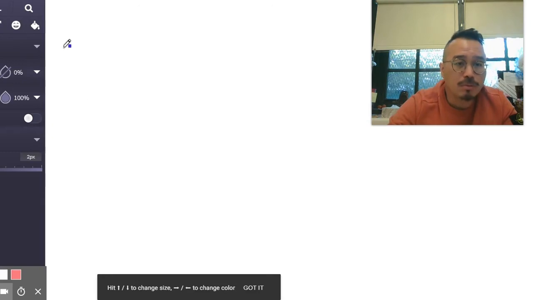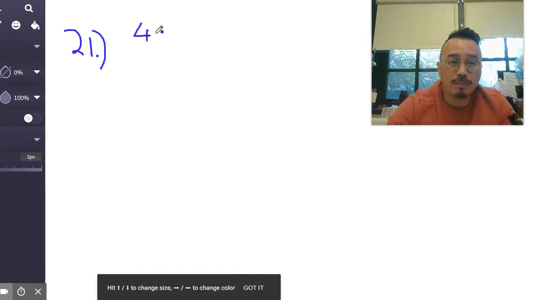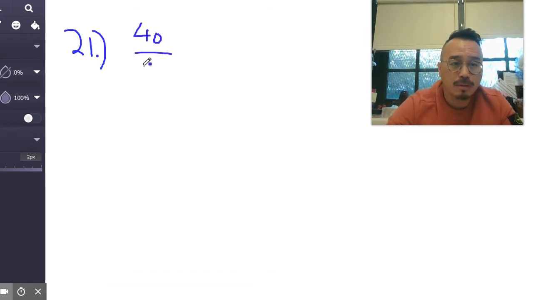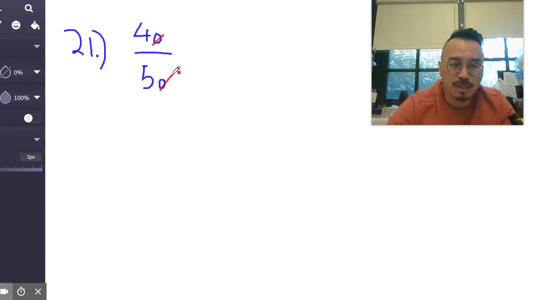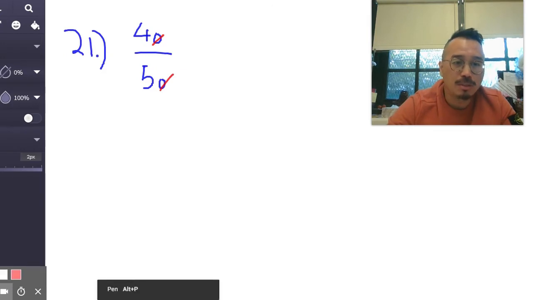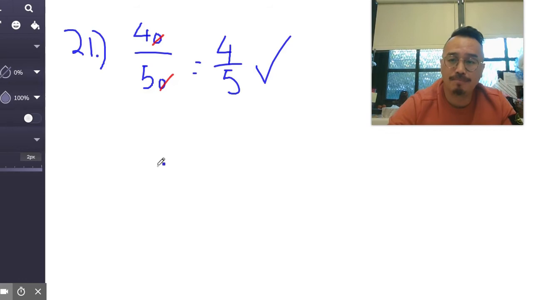Let's see, 21. Now 21 is 40 over 50. Now I want to make a point. Maybe I mentioned this in class already. If you see a zero on top of another zero, just cross it out. That's it. Now sometimes you have to exercise precaution because you want to see if your answer can still be further reduced. In this case, it's not. It's already in simplest form, and that's that.